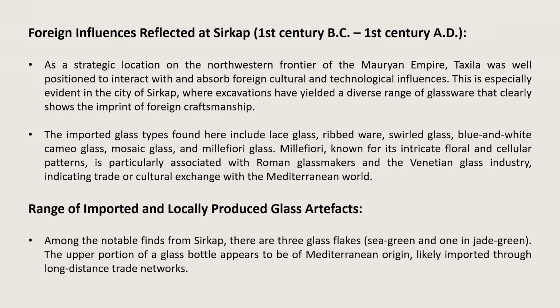Now, foreign influence reflected at Sirkap, 1st century BC to 1st century AD. At a strategic location on the northwestern frontier of the Mauryan Empire, Takshashila was well positioned to interact with and absorb foreign cultural and technological influence. This is especially evident in the city of Sirkap, where excavations have yielded a diverse range of glassware that clearly shows the imprint of foreign craftsmanship.